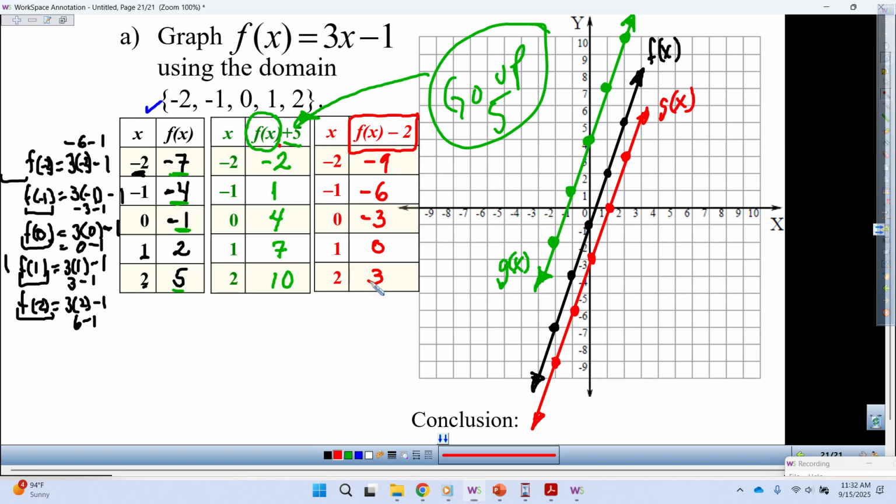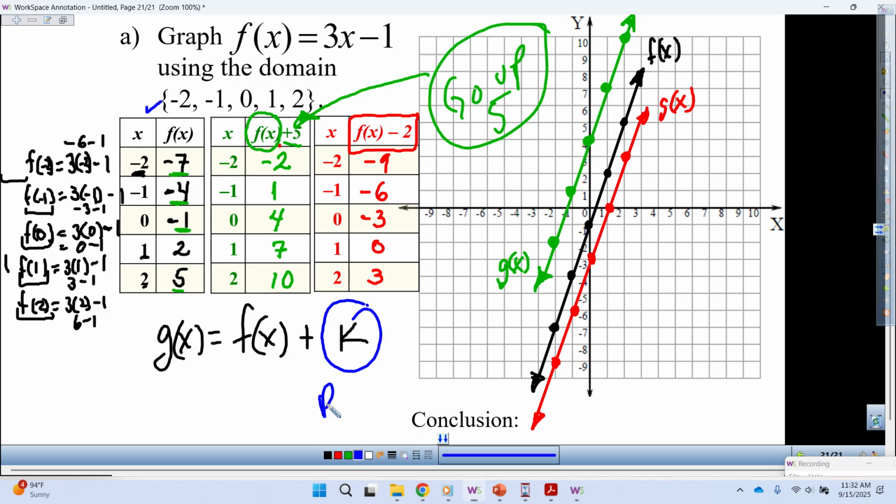From 1 to 5, how comfortable are you with that so far? We got it, right? Hopefully this is helping you to transition to the movement of that. So, look up, please. Let's do a conclusion. Let's say I gave you the form g of x equals f of x plus k. K being our parameter.